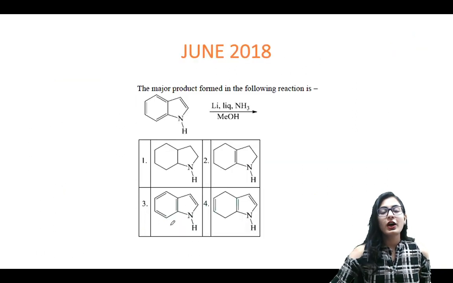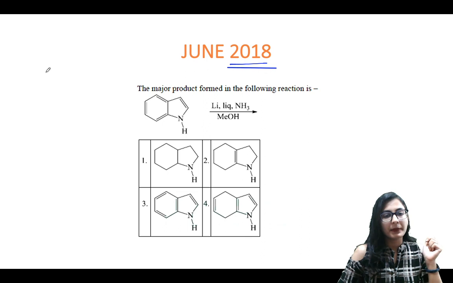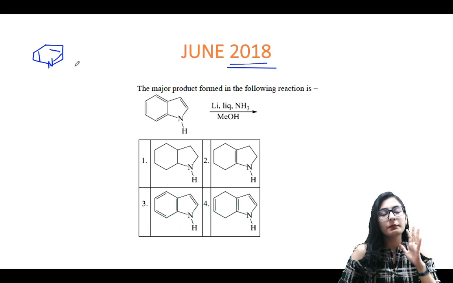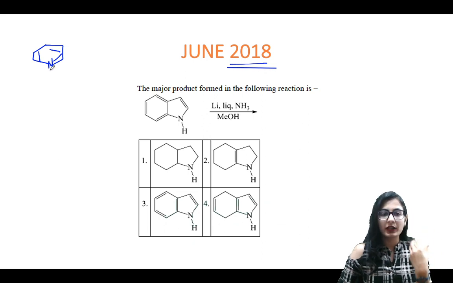We are going to move on to another question from June 2018, equally important, and here is an example of a heterocyclic compound. Okay, now let me tell you one thing, that when you are doing the Birch reduction of pyridine, so guys, we know that in pyridine already the nitrogen is going to work as an electron withdrawing group, right?